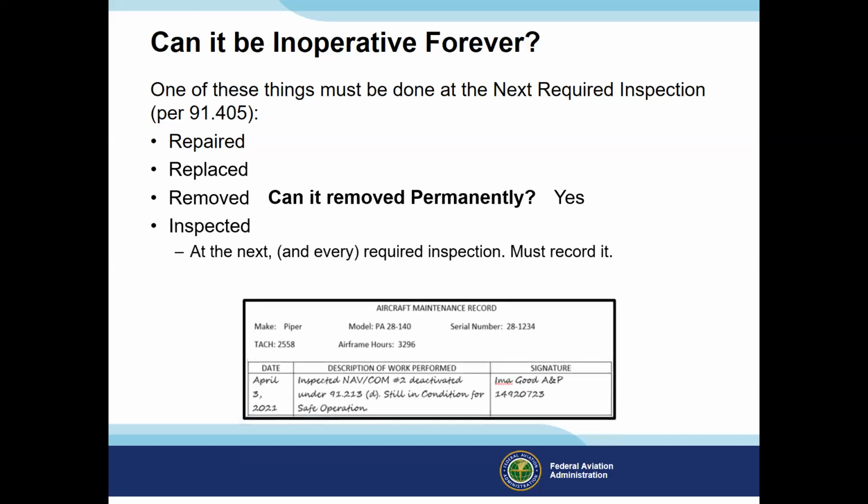Items that are not repaired, replaced, or removed, in other words, it's deactivated and placarded, must be inspected at the next and every required inspection thereafter. And that's spelled out in 91.405. And those inspections have to be recorded by the technician. So here's a log entry of how that inspection might be documented. This one says: inspected NAVCOM number 2, deactivated under 91.213(d). It's still in condition for safe operation.